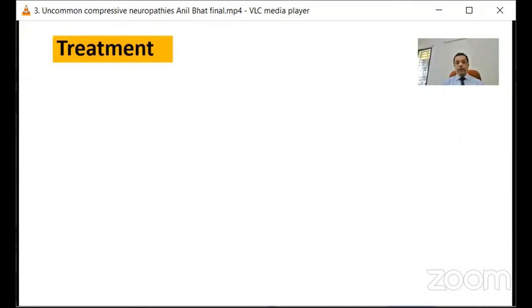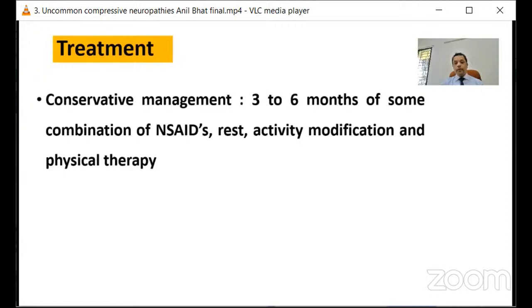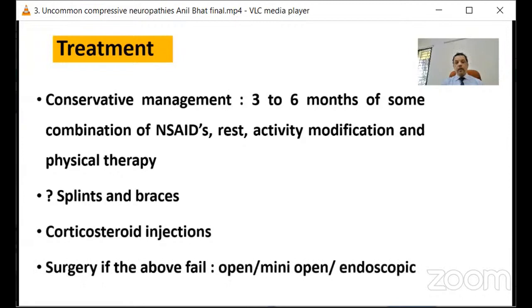The treatment, first line, is always conservative, and there's no hurry to do surgeries in these patients. Almost 3 to 6 months of some combination of NSAIDs, rest, activity modification and therapy. Sometimes the braces or the splints might work, sometimes might not. Steroid injections again are a mainstay of the non-operative management. And finally, the last resort would be surgery by any of the above means, like open or mini open or endoscopic. The radial nerve neuropathy is the uncommon one.